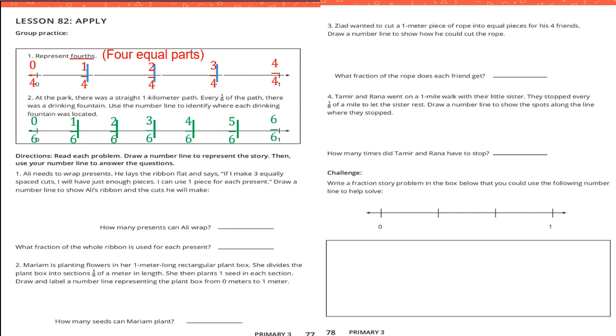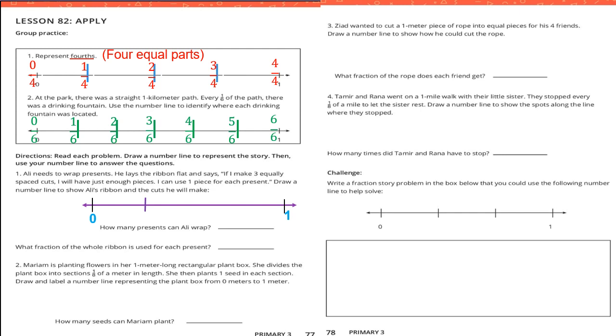Here he said I make 3 equally spaced cuts. 3 equally, it means 3 equal parts. Okay, we wanted to draw a number line by making 3 equal parts. Like this. The starting point on the left side is 0 and the ending point on the right side is 1. Split this number line into 3 equal parts by making how many dashes?